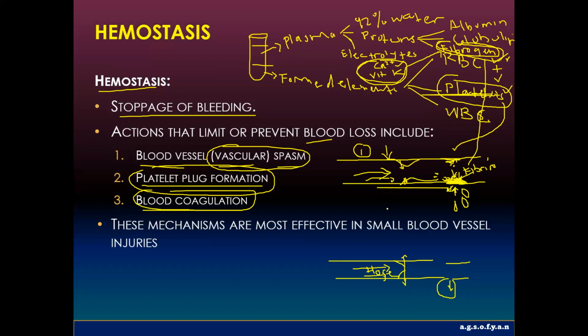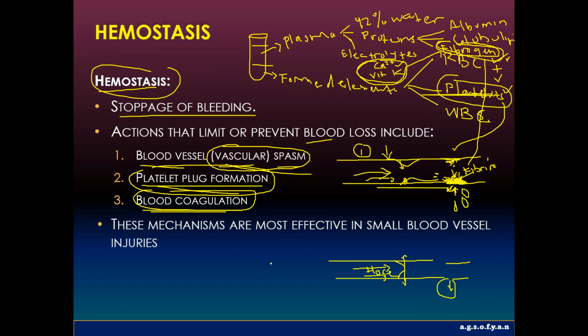So these are the 3 stages of stoppage of bleeding or hemostasis. Okay, start with the vascular spasms, platelet plaque formation, and then finally blood coagulation.